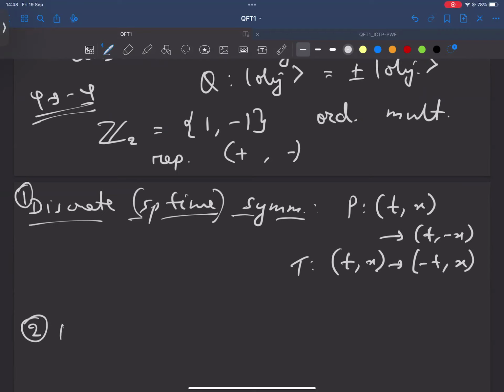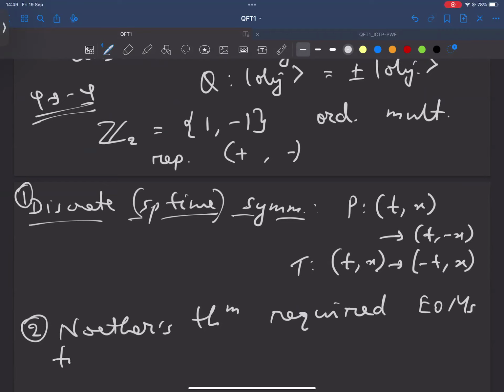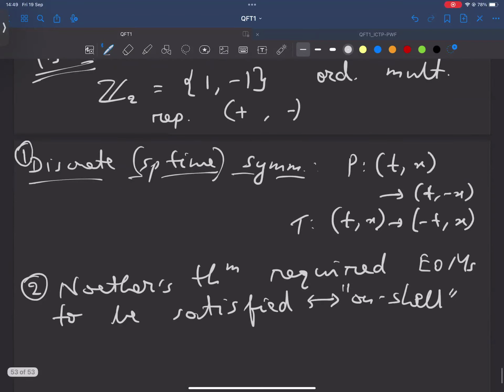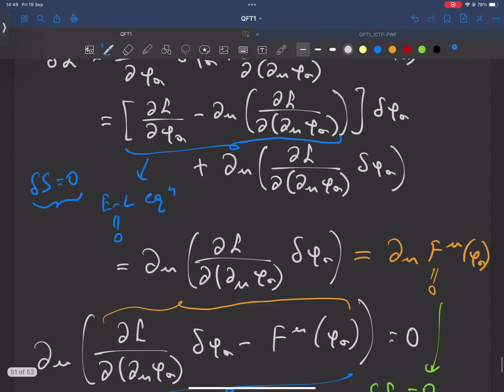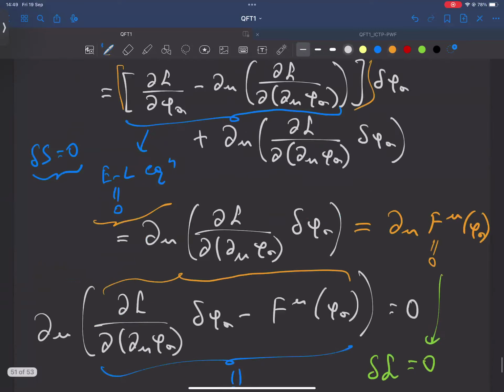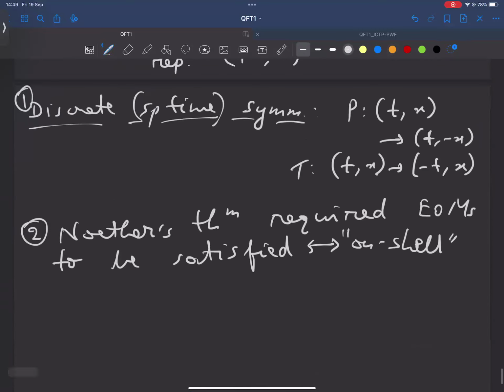The second thing is that Noether's theorem required, as we saw, that its proof required the equations of motion to be satisfied, right? We also called this thing in the last class on-shell. And in today's proof, we saw that that's exactly the case where we set this quantity to 0. That means the equations of motion were satisfied. So that was crucial to deriving the Noether current and its conservation.